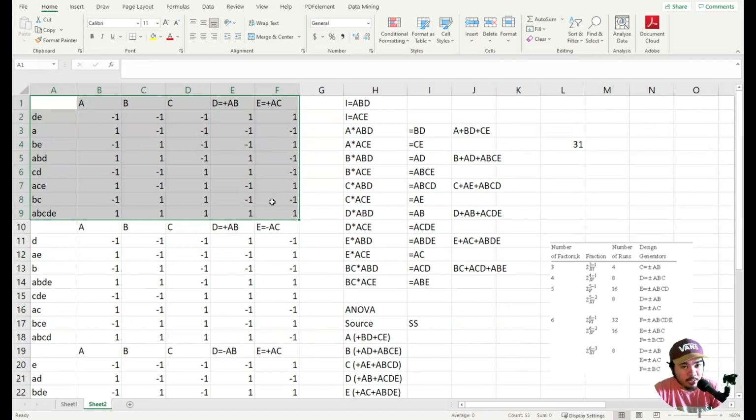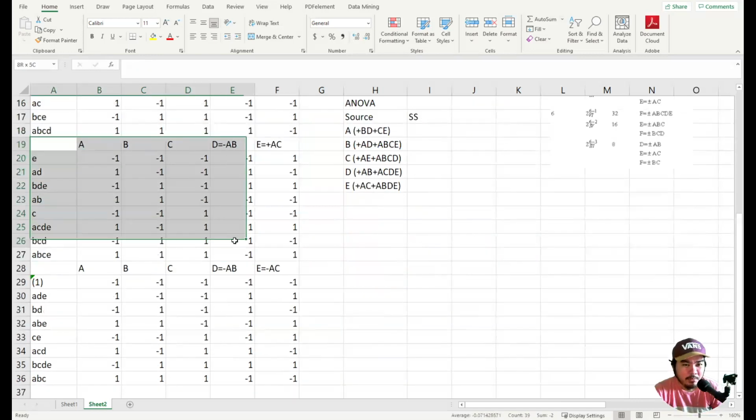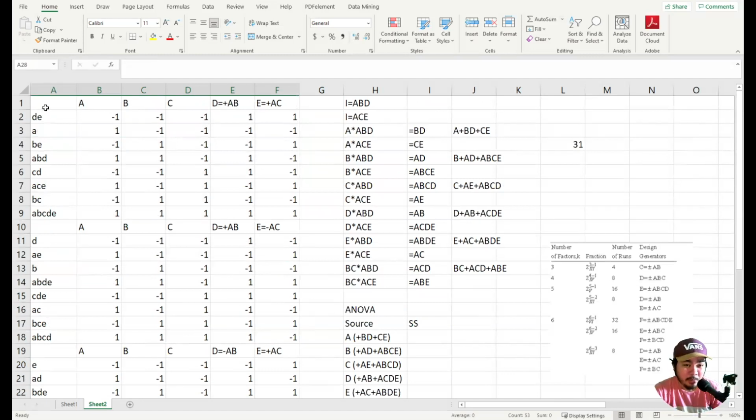Tapos kung meron na kayong ganito, ang gagawin nyo na lang is pili kayo ng blocks na gusto nyo. So it could be randomized. Wala namang specific block na kailangan piliin. So if I choose this block kunwari, then I run my experiment this way, no? So i-run ko yung DE, then run ko yung A, run ko yung BE, ABD, CD, AC, BC, and ABCDE. Okay? So ito yung factor settings na pipiliin ko so that I can do a 2 to the 5 minus 2 experiment.